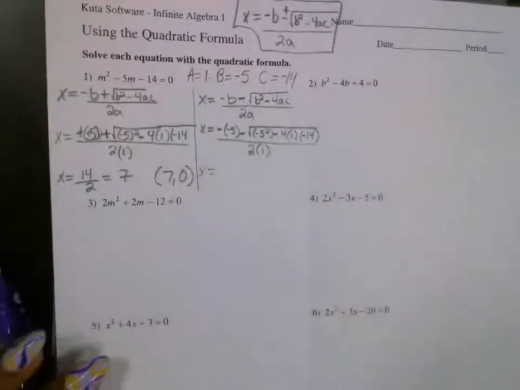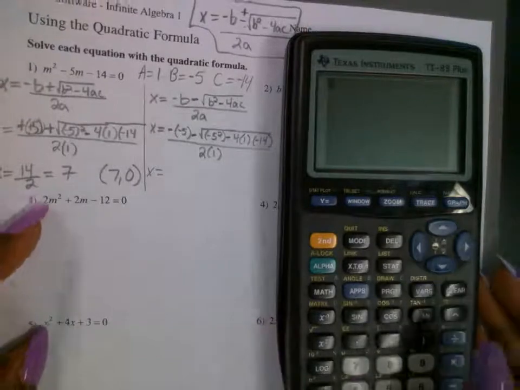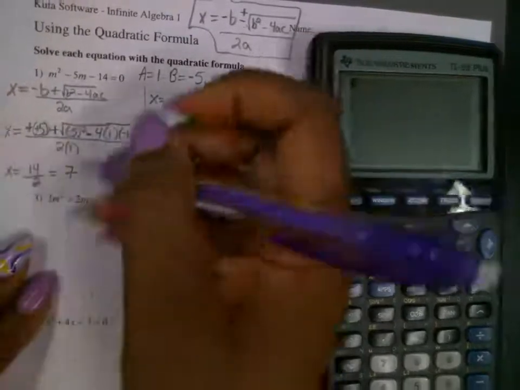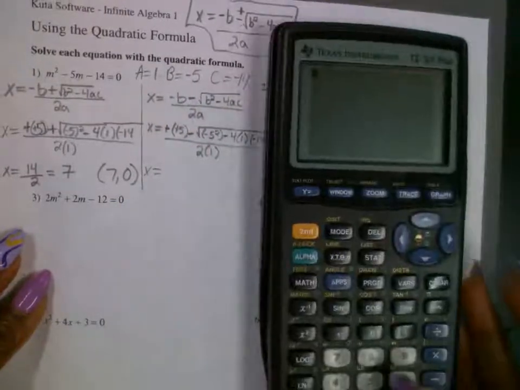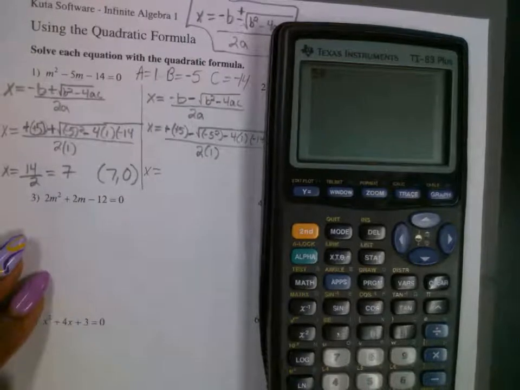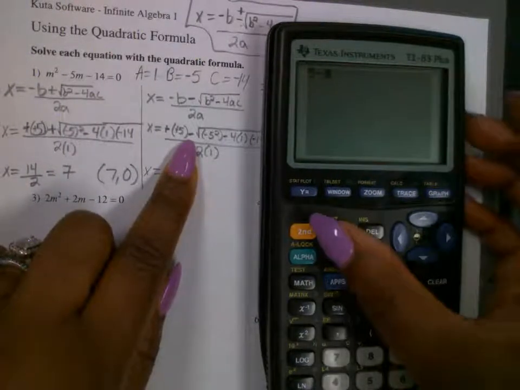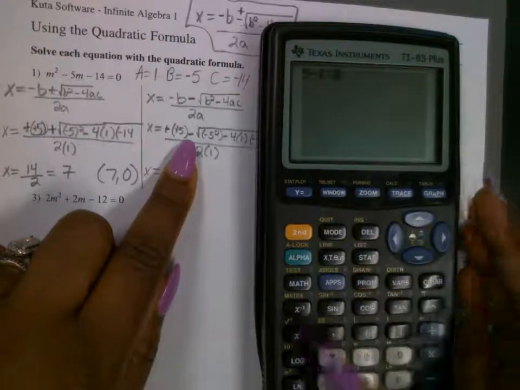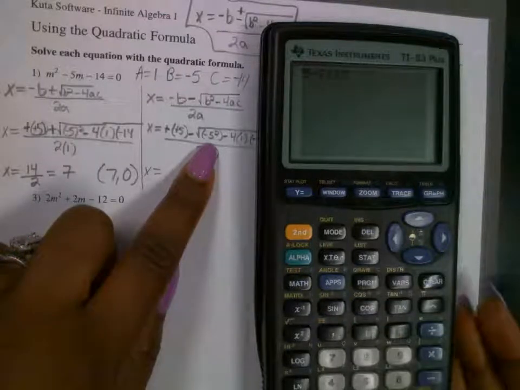You ready? Let's type this in. Okay, so first things first. This right here, minus a negative is the same as saying plus a positive. Any questions about that? No. So we got 5. Then we got minus. We open up the square root, and then in parentheses, we have to put the negative 5.